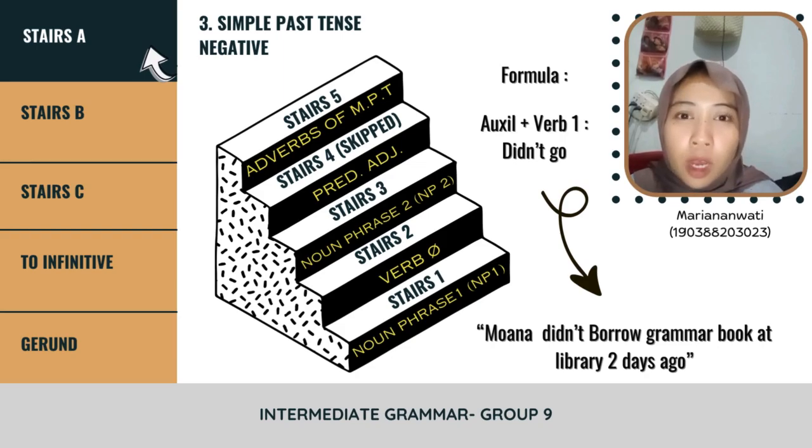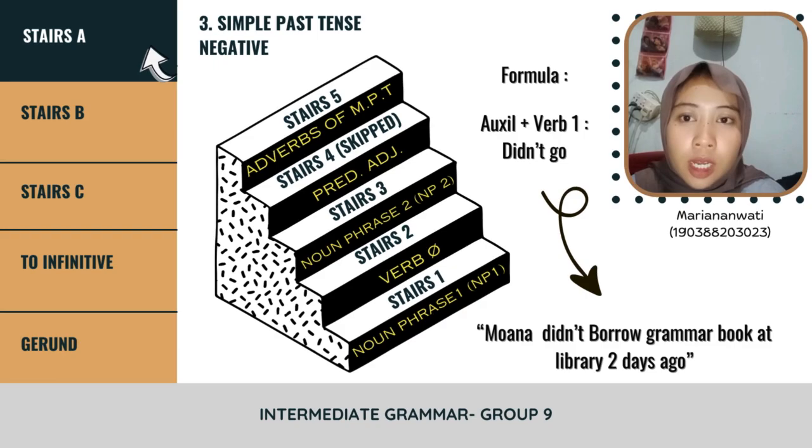And the stair five is adverbs of manner, place, and times. So I have one sentence about simple past tense negative. The sentence is Moana didn't borrow grammar book at library 2 days ago.